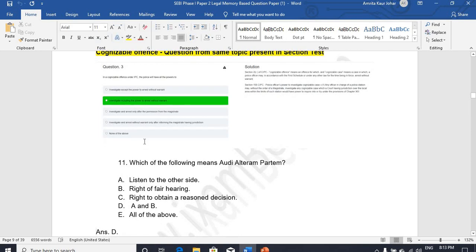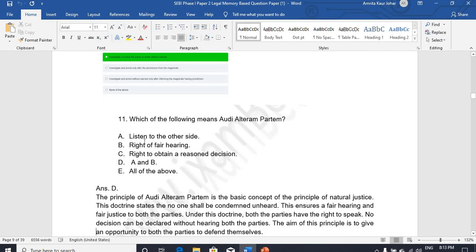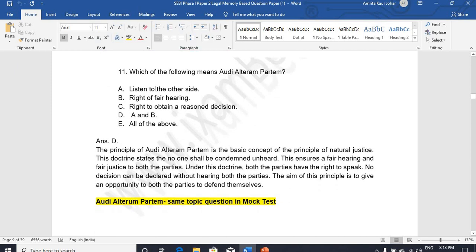Which of the following means audi alteram partem? Principles of natural justice related one question was asked, and audi alteram partem, these are the options, and as we have got inputs from the students, the options were near but quite predictable, one could guess what was the actual meaning of audi alteram partem, and the answer is A and B. Listening to the other side and right of fair hearing is what is audi alteram partem. It is a very basic concept of principles of natural justice.